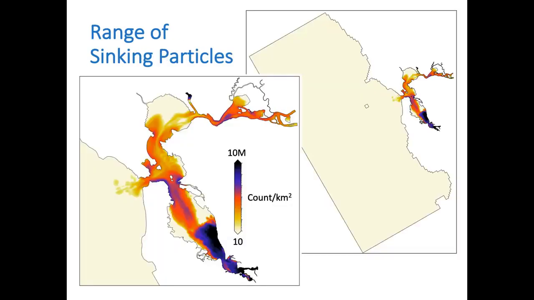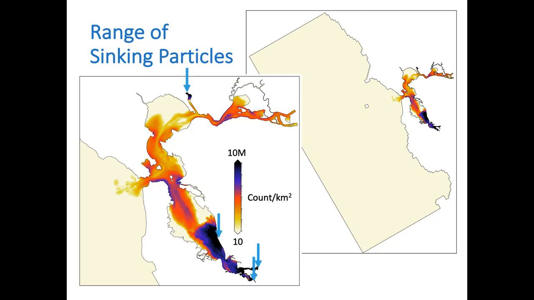So here's a map similarly looking at sinking particles, looking at the counts in the bottom half meter or so of water. And again, you have much higher concentrations in South Bay and areas near the shorelines, and then very little getting out of the Golden Gate.